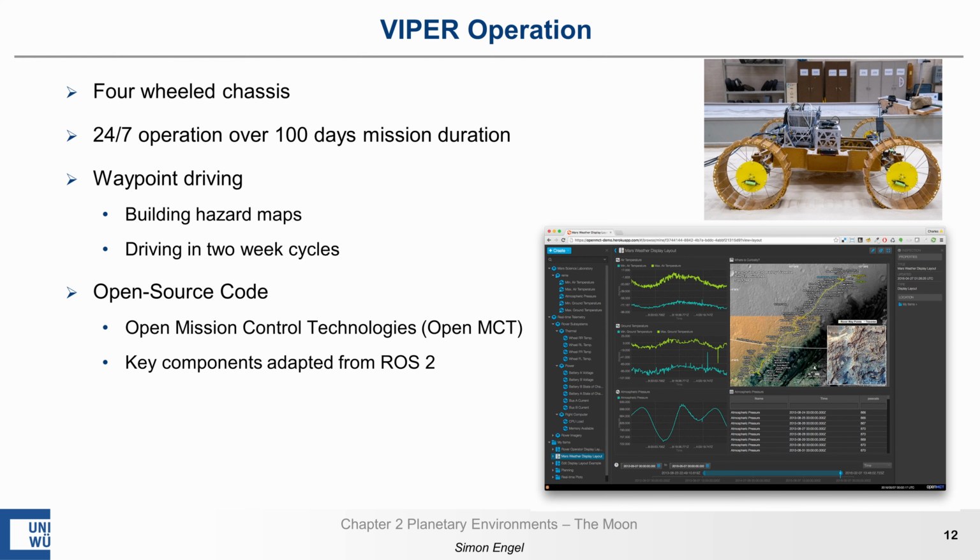But also some key components in Viper's operating system will be adapted from the Robot Operating System, or short ROS2, that people working with mobile robots might be very familiar with.